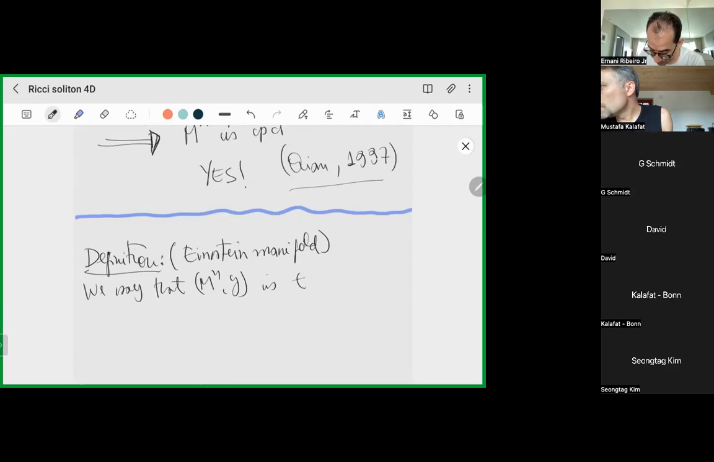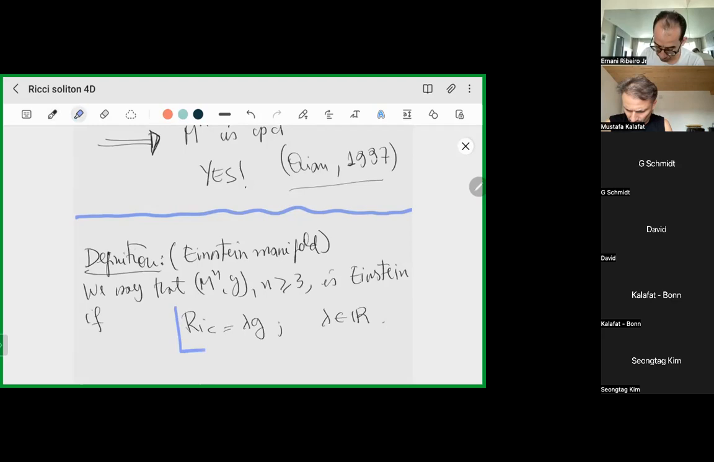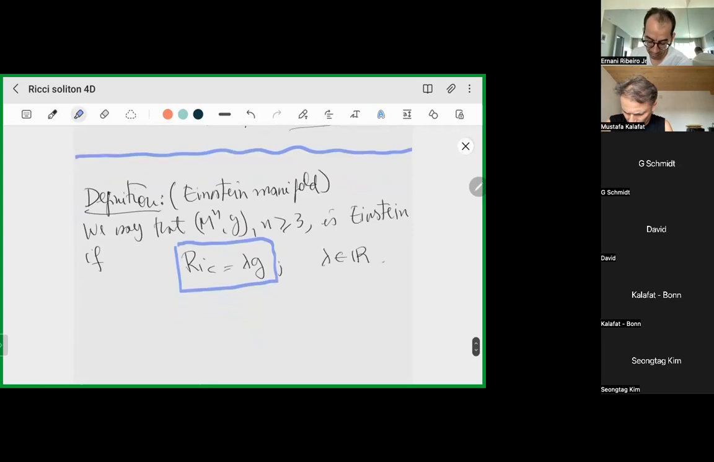And here, let me just keep putting information. Assume the dimension is bigger than three. A manifold is Einstein if the Ricci curvature is proportional to the metric by a constant lambda. If this happens, we say that such a manifold is Einstein. Of course, this name comes from general relativity theory. They are solutions of the Einstein equations in general relativity.